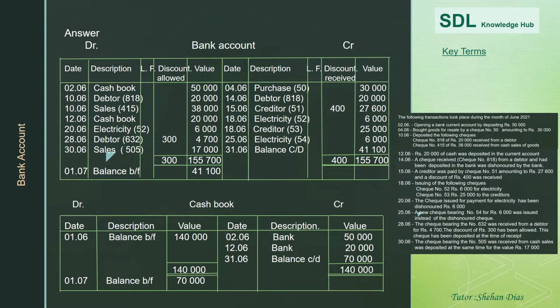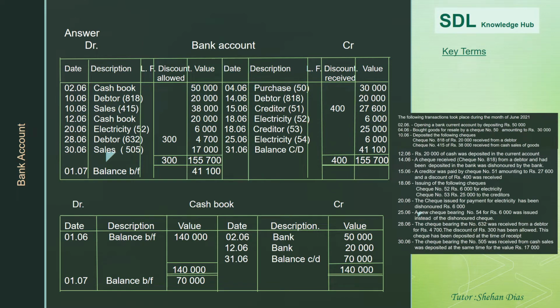Then on 18th of June, issuing of the following checks: check number 52 for 6,000 for electricity and check number 53 for 25,000 to the creditor. So again, the bank account balance reduces, so it will get credited for the respective amounts, stating electricity and the creditor.